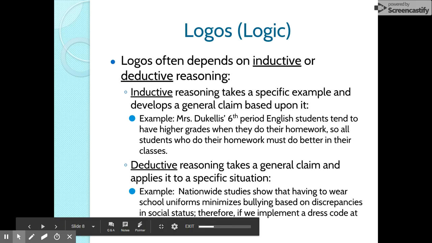Deductive reasoning goes in the opposite direction. We use deductive reasoning in math classes where we take a general claim and apply it to a specific situation. Or, for example, you might take a mathematical equation that you know to be true and apply it to a particular problem.